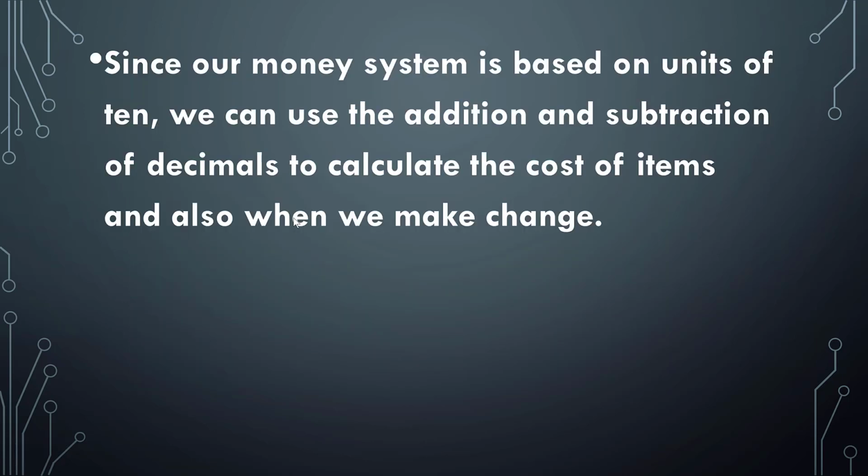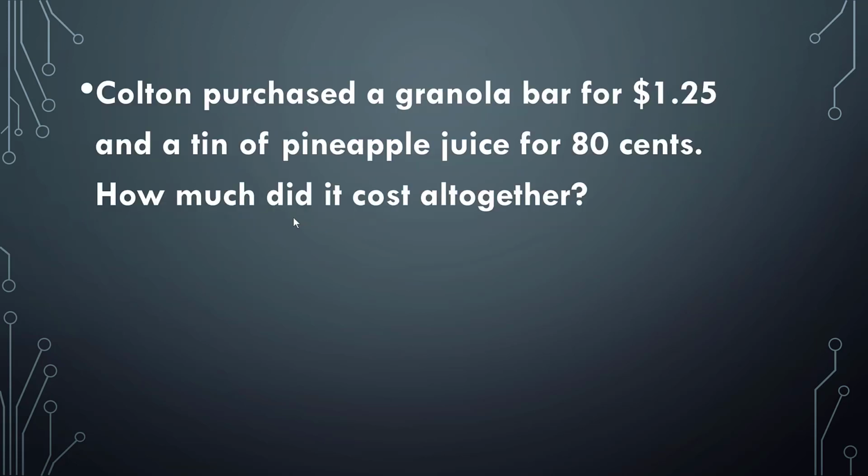Since our money system is based on units of 10, we can use the addition and subtraction of decimals to calculate the cost of items and also when we make change. Exact same thing. That's why they teach you decimals. All right, who can solve this one?